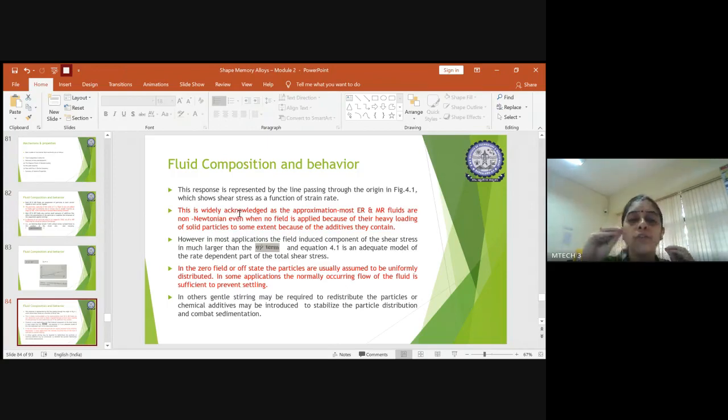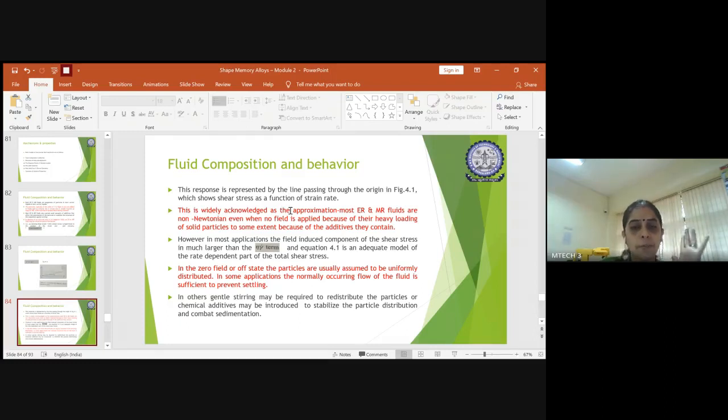But when there is no field at all, in the sense when there is no electric field or magnetic field, then there will be no change in the viscosity, because there will be no change in the shear stress and shear strain. As a result, only in that case it will be a Newtonian fluid. But when we study it as a smart fluid in application, it will be by default non-Newtonian, because this effect helps in increasing the viscosity. So this is what you should understand, the difference between Newtonian and non-Newtonian fluid.